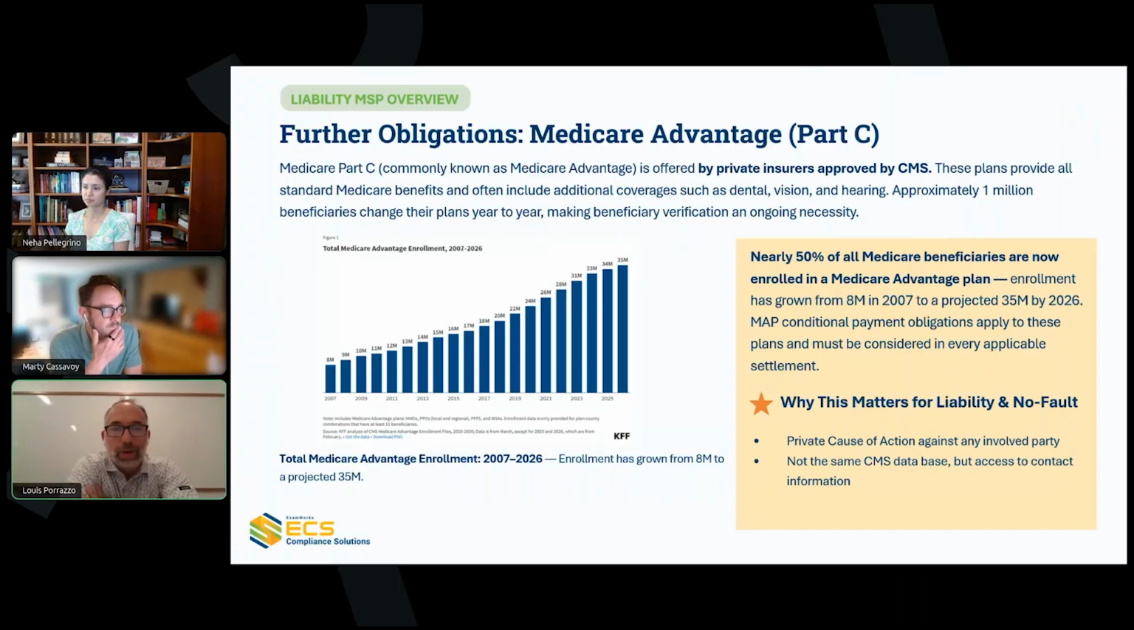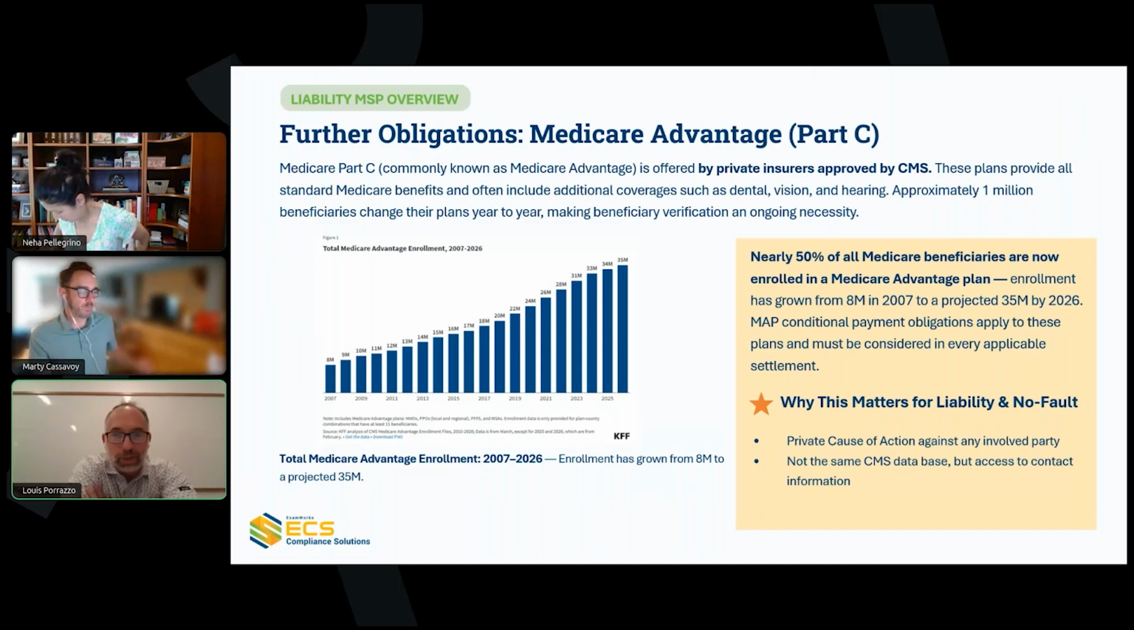You do have obligations. Everyone knows that you have those Parts A and B obligations. You have to look into conditional payments and make sure that Medicare is paid back if they do make conditional payments on those cases. However, you do have further obligations when it comes to Part C, or the Medicare Advantage plan. It's commonly known as the Medicare Advantage plan.